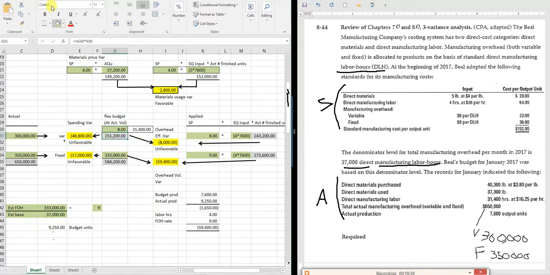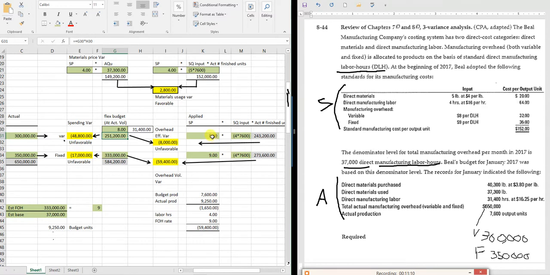And so now I've got my 21,200. So again, actual is always given. Applied is probably the next easiest to get. Number of finished goods times whatever my base is, machine hours, labor hours, pounds of materials, whatever the heck it is, that has to be given, times the standard. In this case, it's labor hours, so my standard labor hours is 4 hours each.